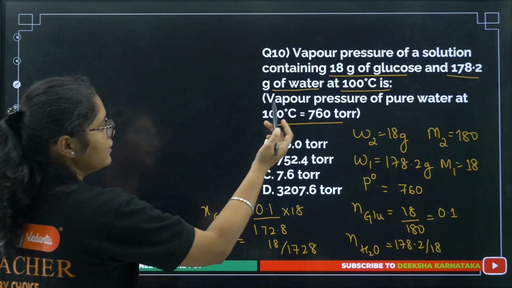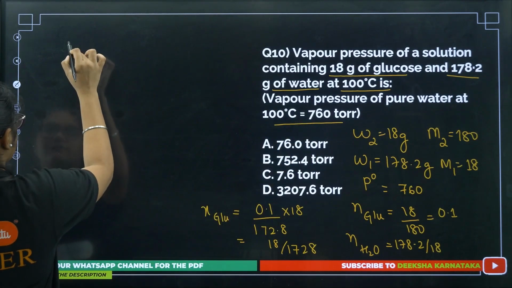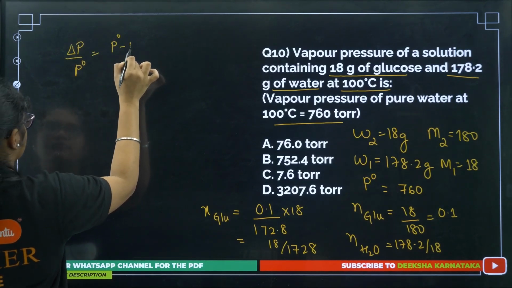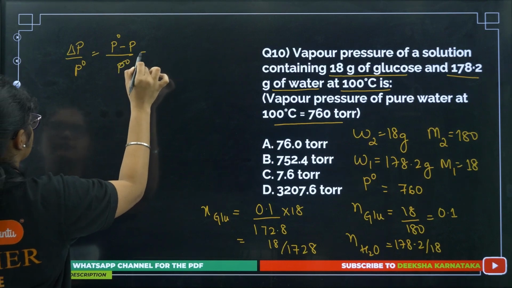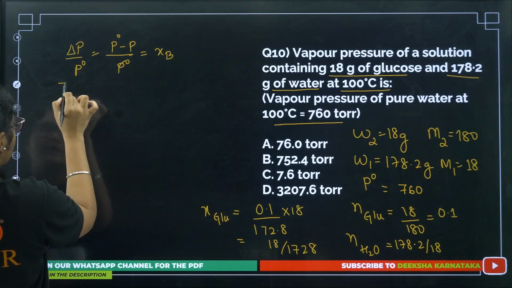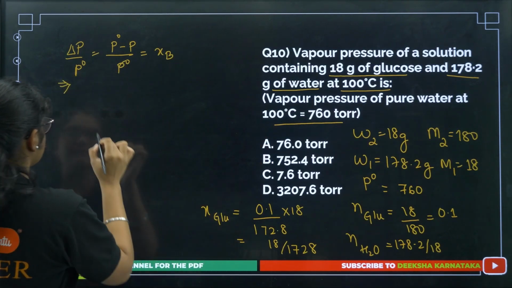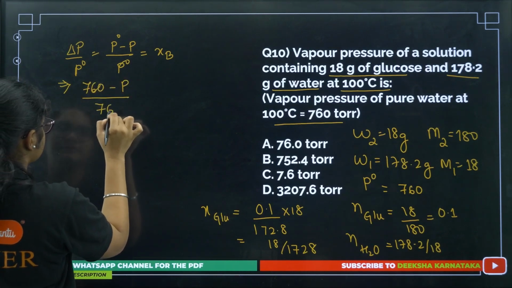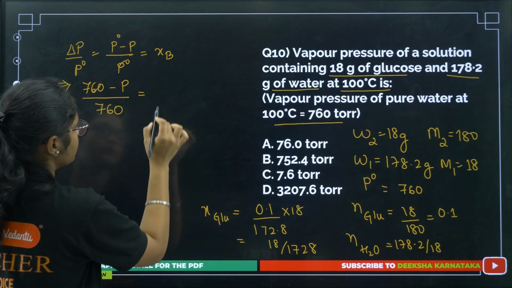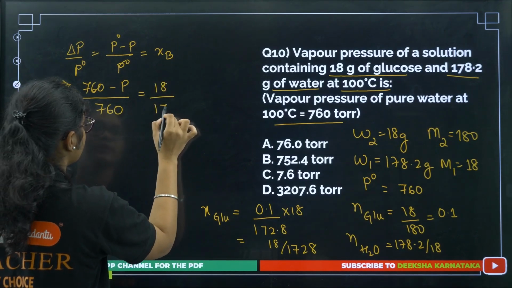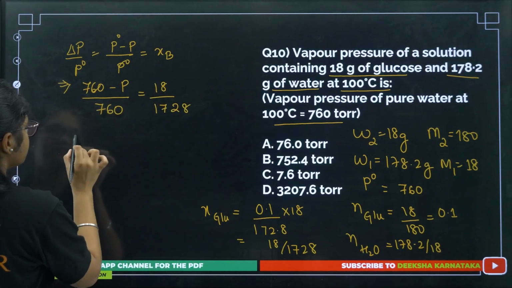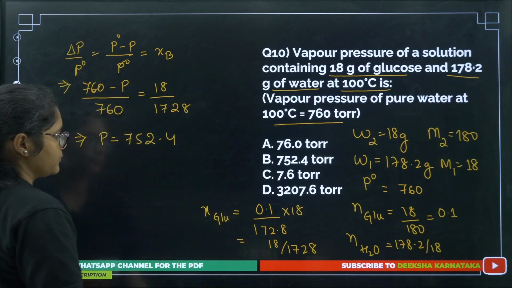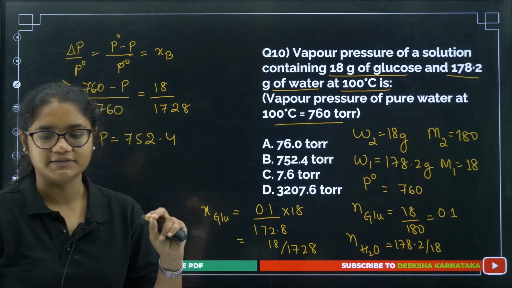Next, now we got the mole fraction of glucose. Now I need to calculate the vapor pressure of the solution, right? So I have this formula, delta P by P0, that is (P0 minus P) by P0 is equal to XB, right? What is the value of P0? P0 value is 760, right? (760 minus P) divided by 760 is equal to the X2 value, 18 by 1728. Okay. Now if I solve this, I'll be getting P value is around 752.4.